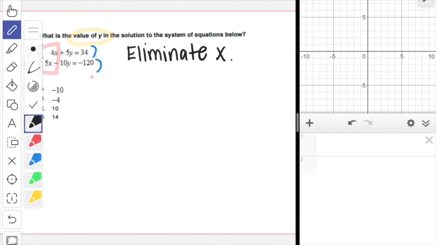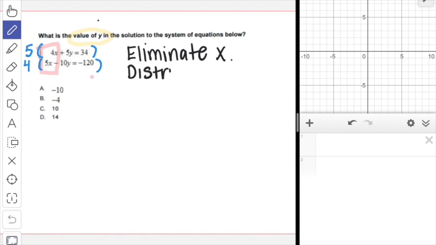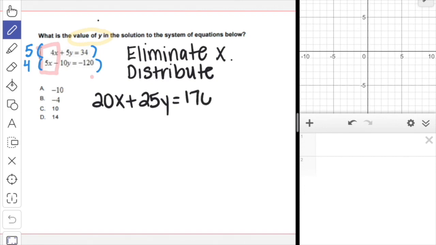So I'm going to distribute. So after I've set that up, I'm going to distribute my values out. So once I distribute, that's going to give me 20x plus 25y. And then I've got 5 times 30, or excuse me, 5 times 34 is going to give me 170. So second equation is going to be 20x minus 40y. And then we have 4 times negative 120, and that's going to give me negative 480.